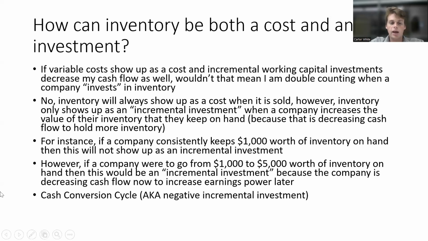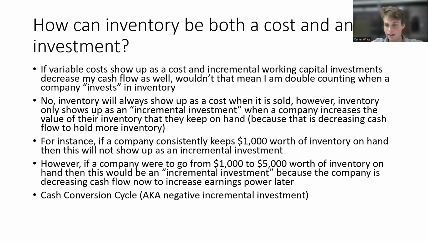So basically, if variable costs show up as a cost, and incremental working capital investment does too, and both of these decrease my cash flow, wouldn't that mean I'm double counting when a company invests in inventory? That's the premise of this question, right? And I'm going to prove to you that it would not be double counting, and that it's appropriate to sometimes classify inventory as a variable cost and sometimes as a working capital investment. Inventory will always show up as a cost when it is sold. However, inventory only shows up as an incremental investment when a company increases the value of the inventory that they keep on hand, because that is decreasing cash flow to hold more inventory.